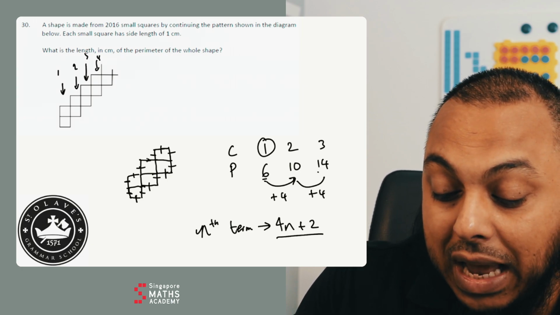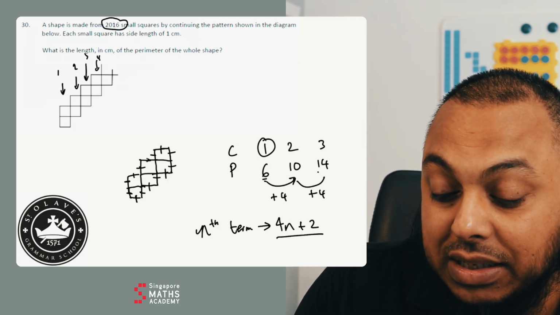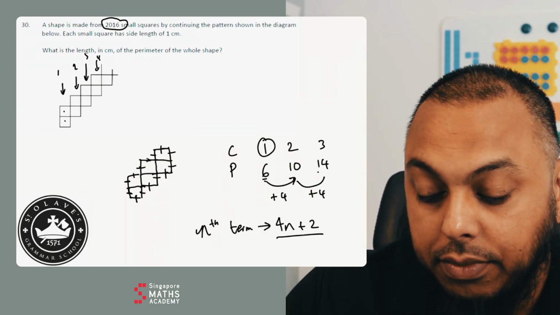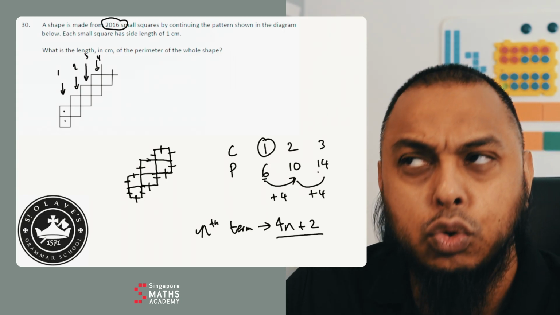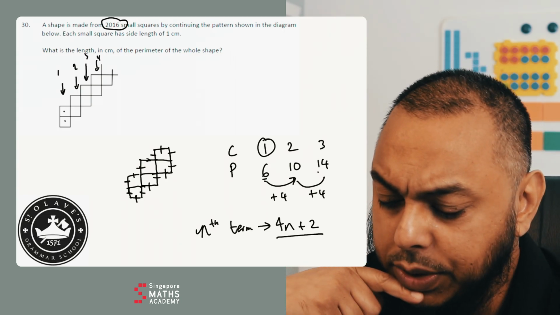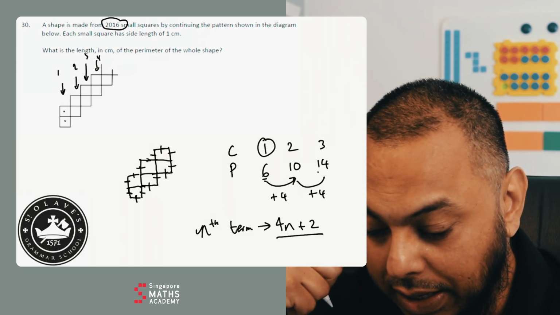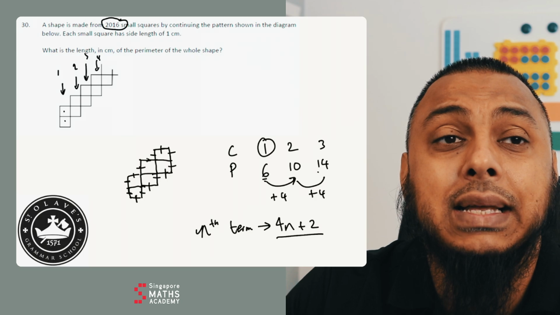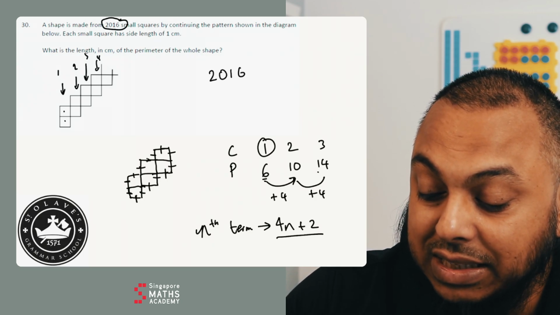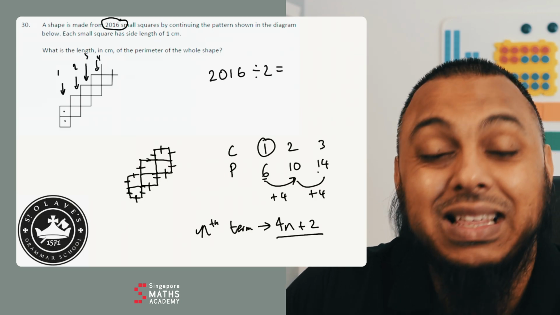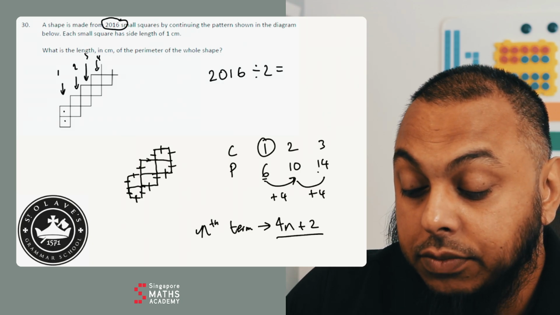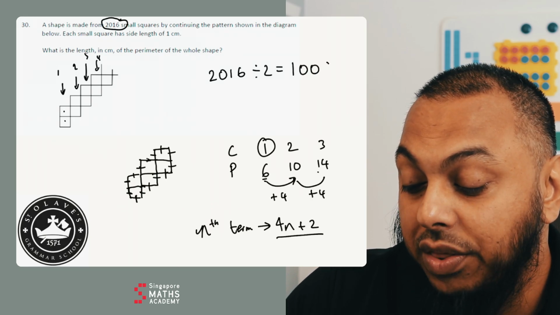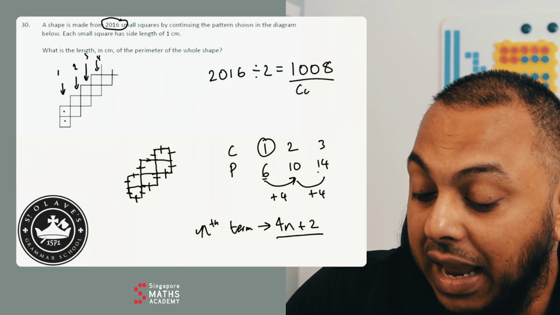Now it says that we have a shape made of 2016 small squares. Each column has 2 squares, so how am I going to do this? If each column has 2 squares, that must mean that if we've got 2016 small squares, then it must be 2016 divided by 2 to get the number of columns. 2000 divided by 2 is 1000. 16 divided by 2 is 8. So it's going to be 1008. There must be 1008 columns.